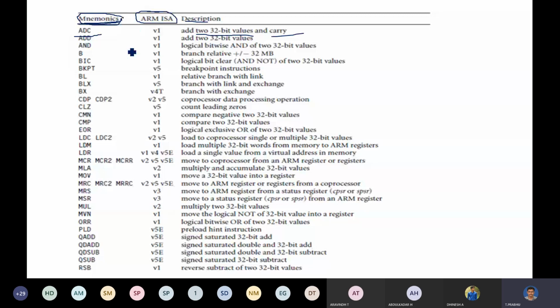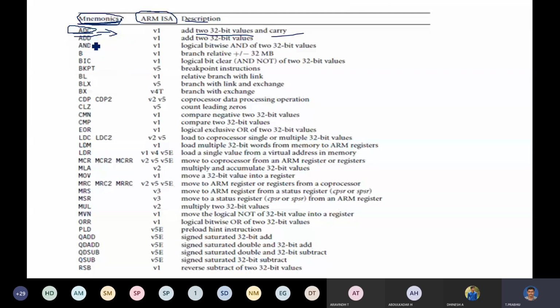Instruction architecture description. So mnemonics. Mnemonics, which are understood by human beings, are converted into output. Okay, so ADC has encoders in assembly. ADC takes two 32-bit values with a carry. So the carry will be the 33rd bit.